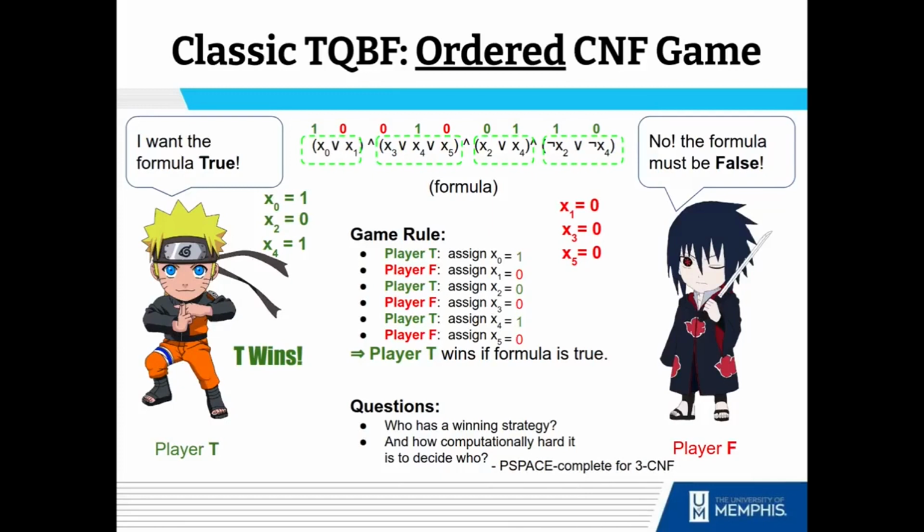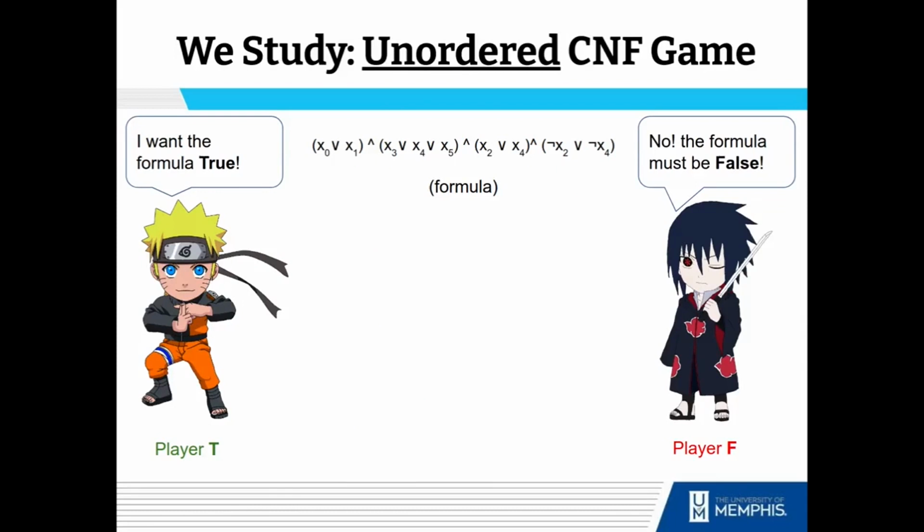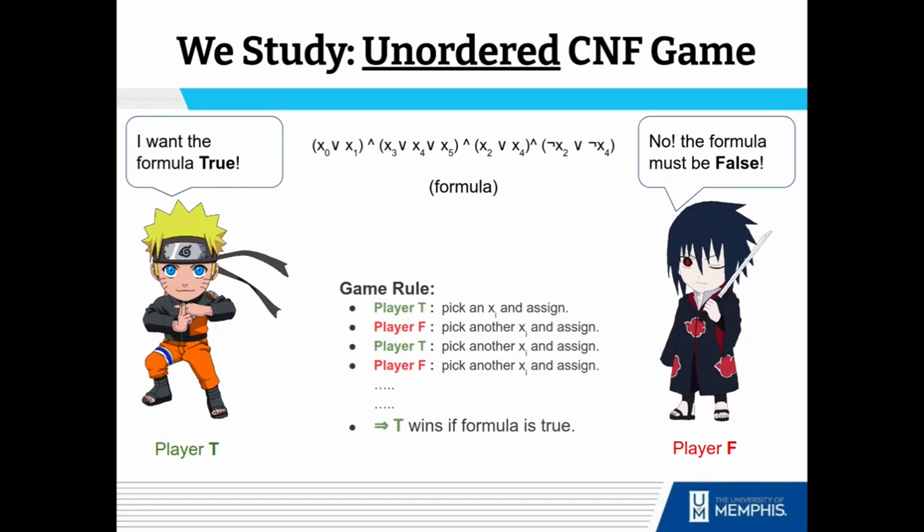Alright. Now, we study the unordered variant of this CNF game. That is, we have two players, player T on the left and player F on the right. Player T wants the formula true and player F wants the formula false, and the game rule is player T can pick any variable and assign a value, then player F can pick any of the remaining variables and assign a value, and in the end player T wins if the formula is true. So, unlike the ordered version, in the unordered variant of this game we have no intended order.